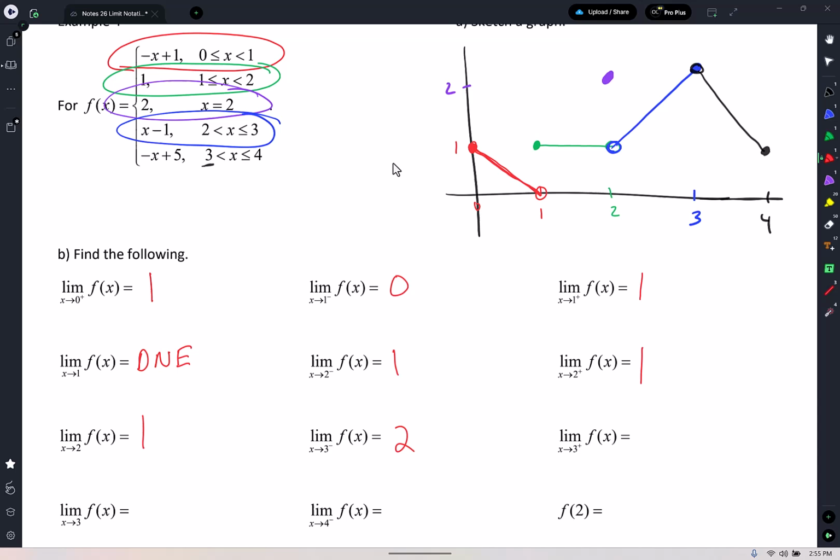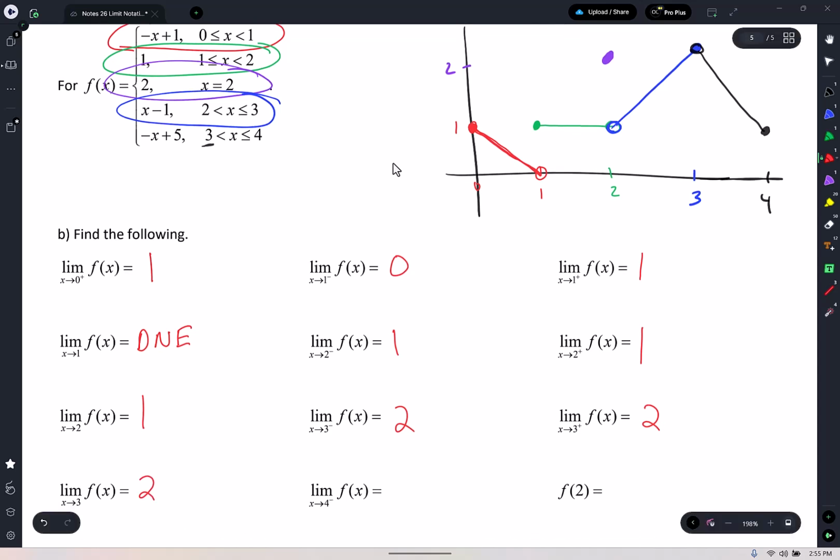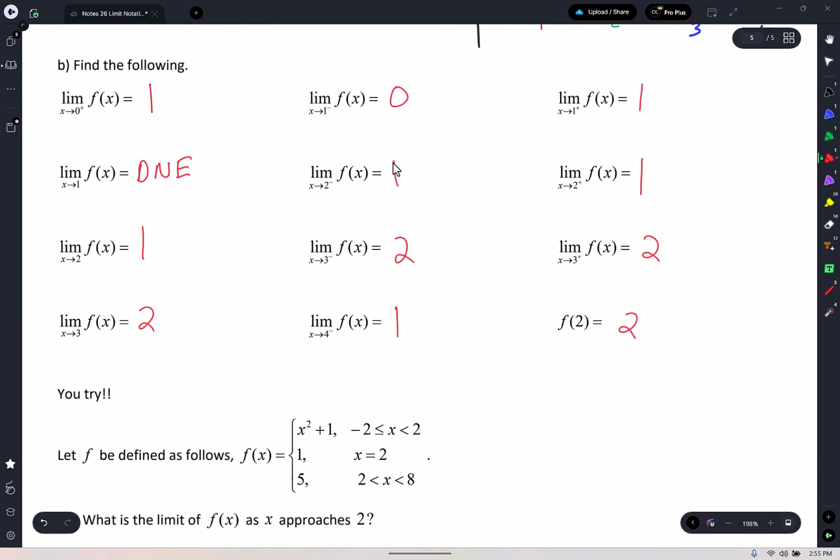Limit as x approaches 3 from the left. 2. Limit as x approaches 3 from the right. 2. Limit as x approaches 3. 2. Good job. Limit as x approaches 4 from the left. 1. Uh-oh, this one doesn't say limit. This one just says f of 2. 2, wherever it's defined. It's that dot right up here. That dot is 2. Cool or not cool?